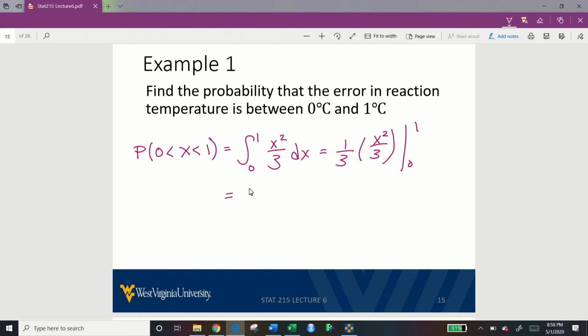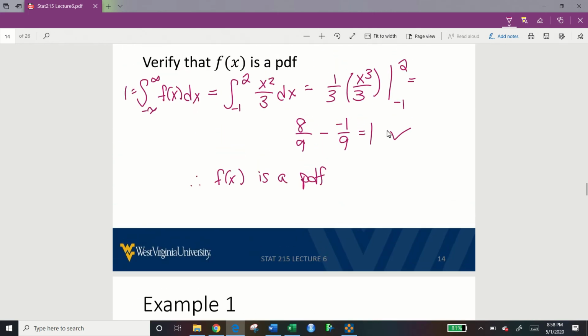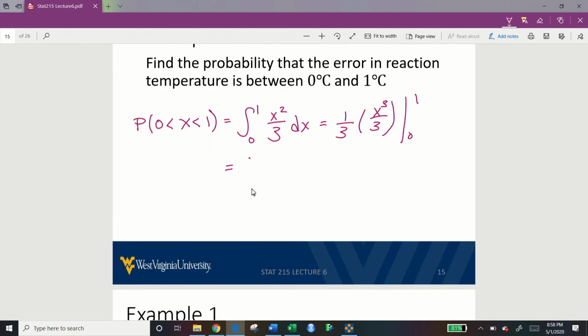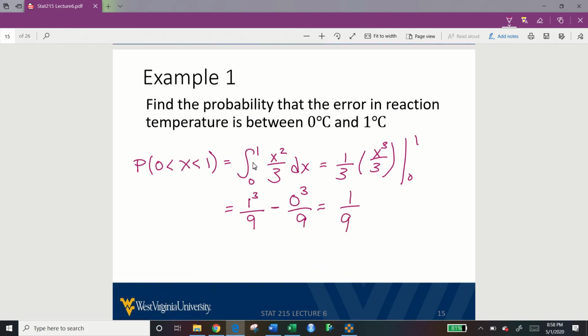This will equal, oops, forgot to write that as a 3. Typo. Hope I did that right above. Yes, I did. We're good. Okay. So, this should be 1 cubed over 9 minus 0 cubed over 9, which will equal 1/9. So, to answer the question, the probability that the error in reaction temperature is between 0 degrees Celsius and 1 degree Celsius is 1/9.